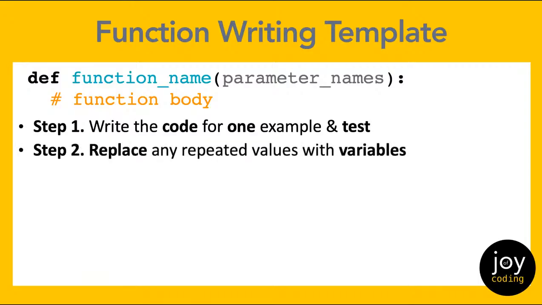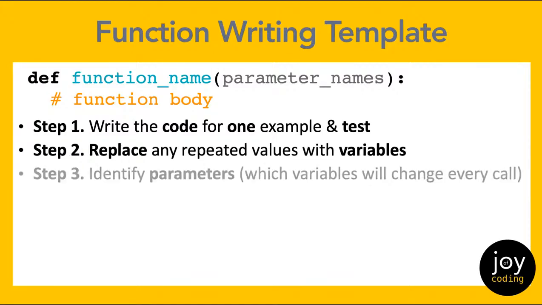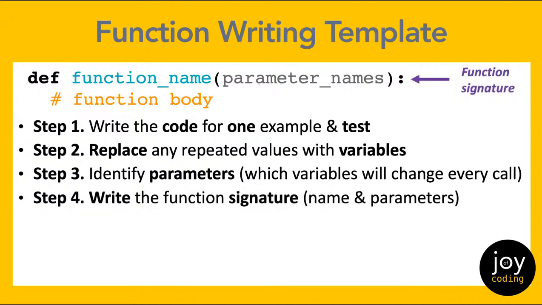Then in step 2, we're going to look for any repeated values that we see in our code and replace those values with variables. In step 3, we'll then identify any parameters. These will be variables or values that we expect to change every time our function is called. Those will become our parameters. In step 4, we're going to write the function signature. That's the first line of the function that begins with def. That includes its name and parameters.